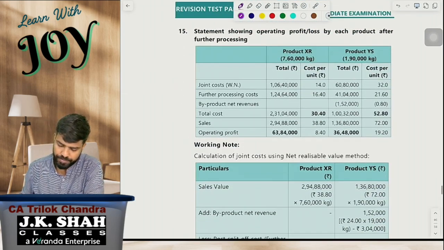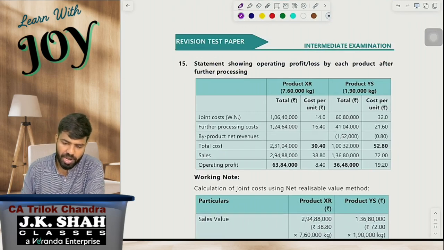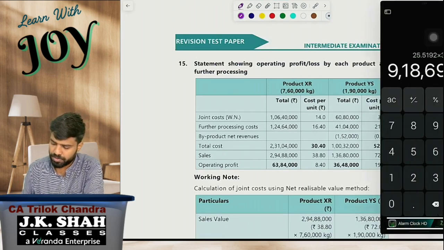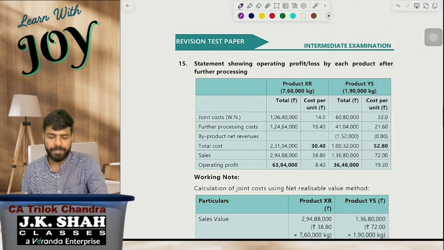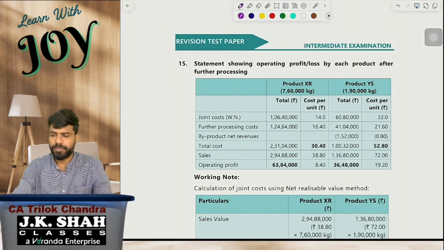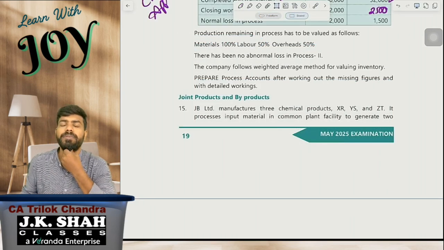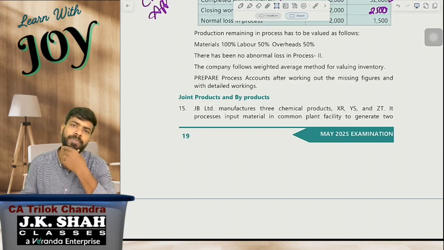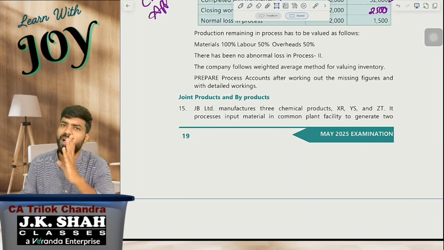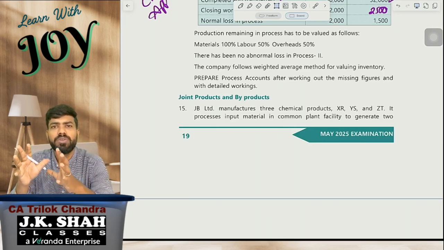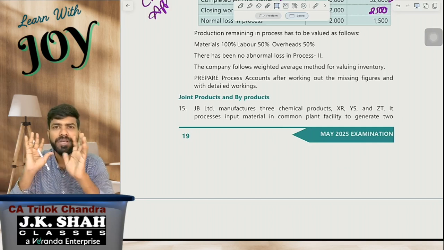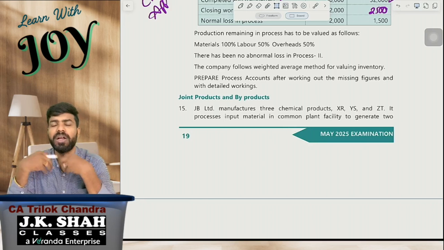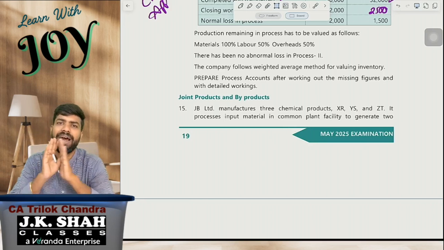Okay, next. Let us start with the question based on joint products and byproducts. We all know that this chapter is all about apportioning the joint cost to the products coming as an output from the process. It's a very simple chapter. According to me, it is just apportionment of cost under different methods.